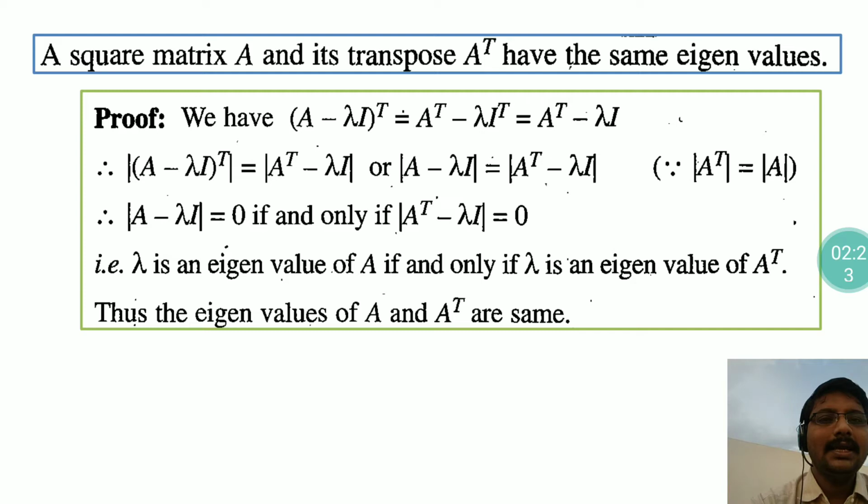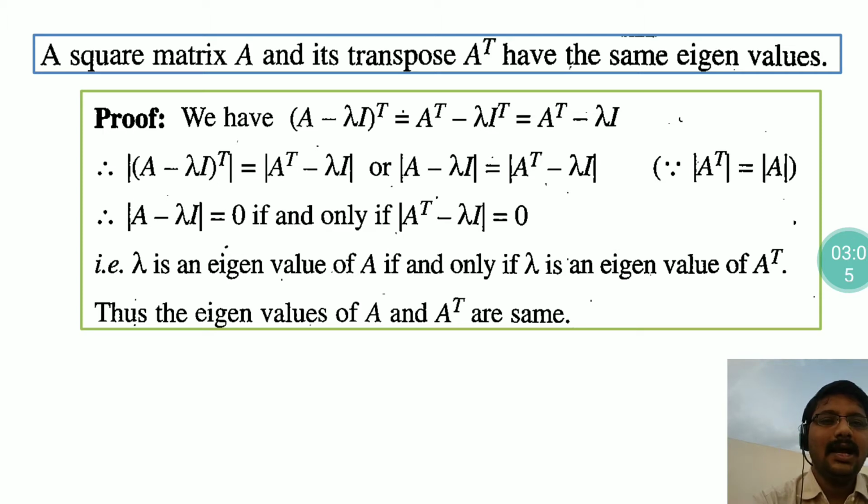Now since lambda is an eigenvalue of A, we have the characteristic equation, that is determinant of A minus lambda I equal to 0, if and only if determinant of A transpose minus lambda I equal to 0. That is, lambda is an eigenvalue of A if and only if lambda is an eigenvalue of A transpose. Here determinant of A minus lambda I equals 0, but both the determinants are equal, so the determinant of A transpose minus lambda I must be 0. So lambda is an eigenvalue of A transpose.